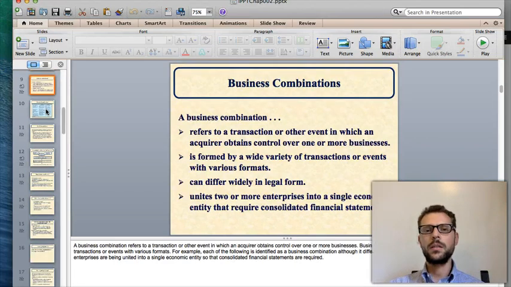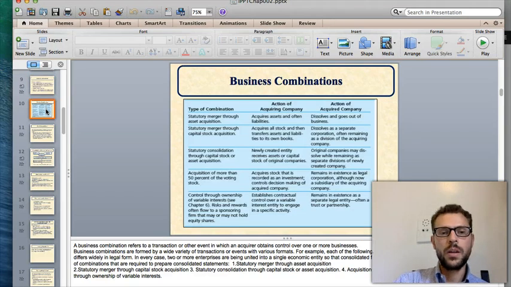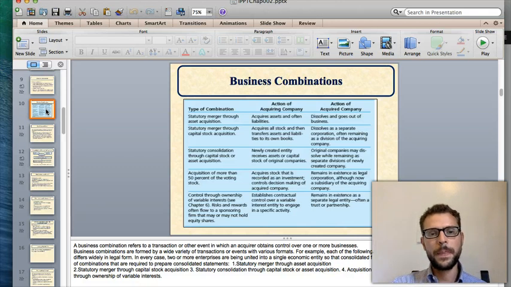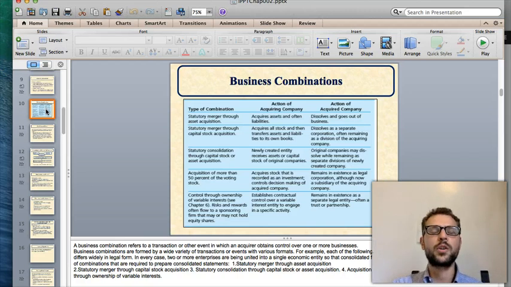Now, what is a business combination? It's basically when two entities change their legal form and they become one. There are several ways of doing that. We have statutory mergers through an asset acquisition, where the company acquires assets and often the liabilities, and then the acquired company dissolves and goes out of business.